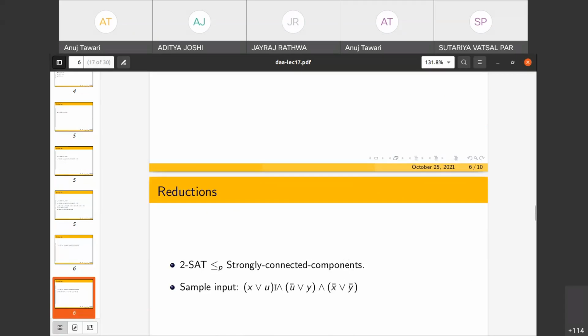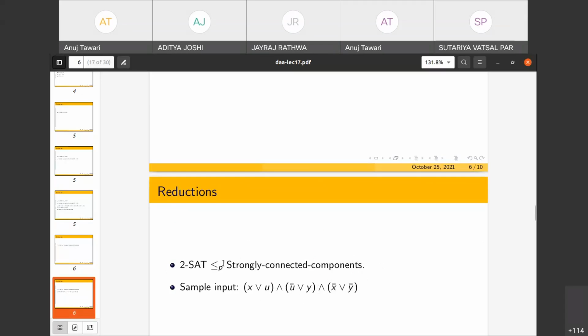So what we want here is that you are given this 2-SAT formula where there are just two variables per clause. You have to construct a directed graph such that if you can find the strongly connected components in this graph, then you can solve this 2-SAT instance. And you might know that you can solve the strongly connected components using some depth first search.